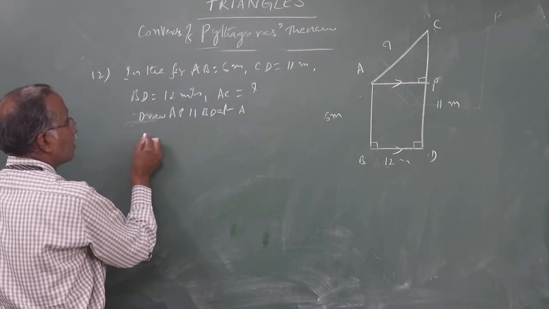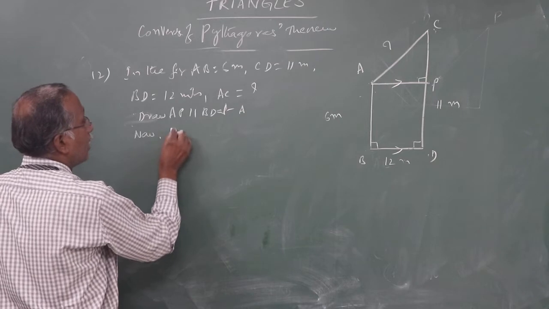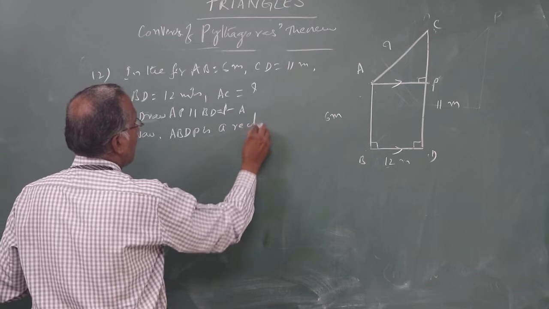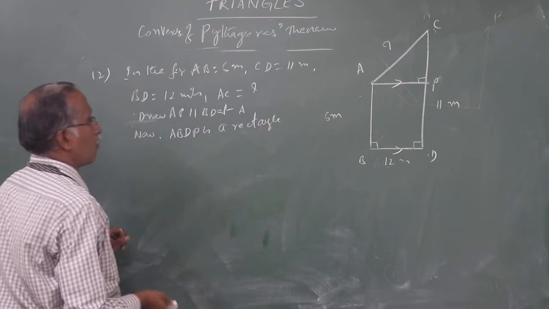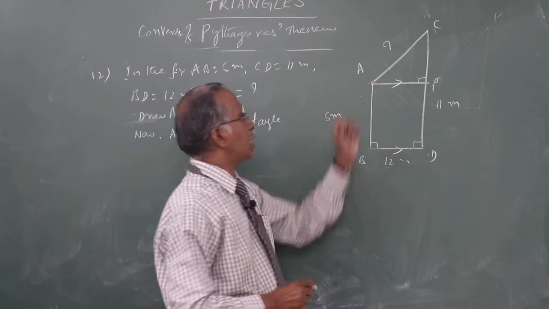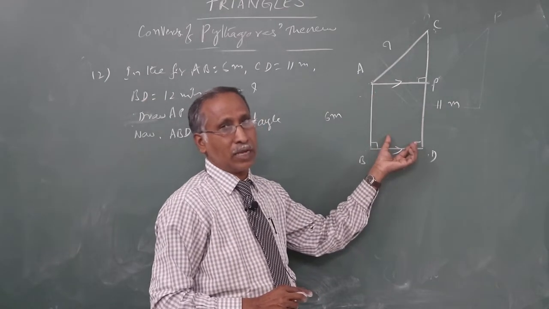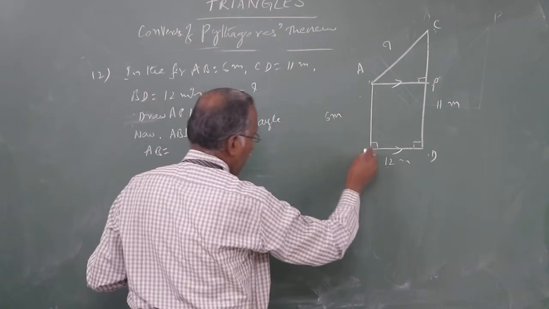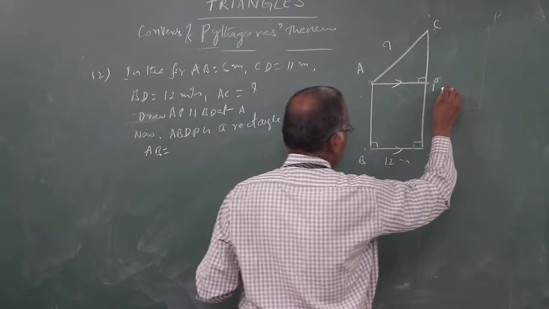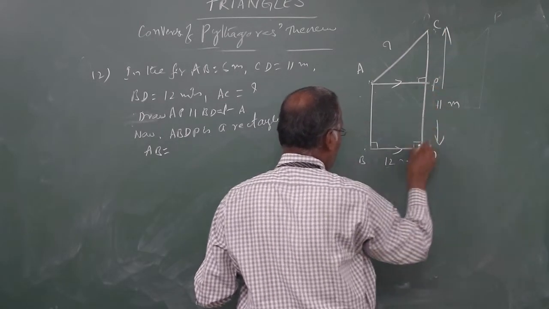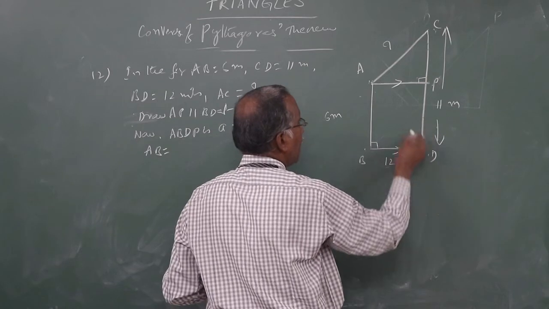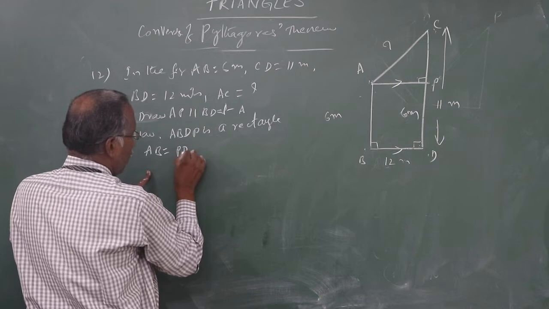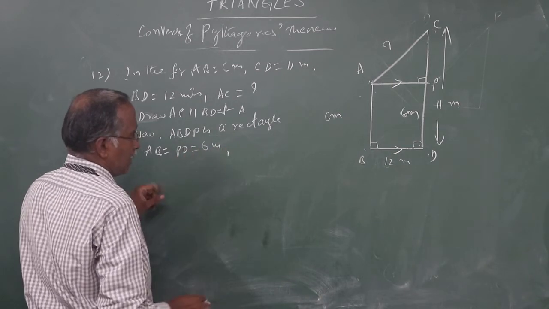Now, what do you write now? ABDP is a rectangle. As I discussed, what is a rectangle? All the angles are right angles. In a rectangle, opposite sides are equal. Therefore, AB is equal to PD. Totally this is 11 meters. Therefore, when AB is 6 meters, PD is also 6 meters. AB is equal to PD is equal to 6 meters here now.